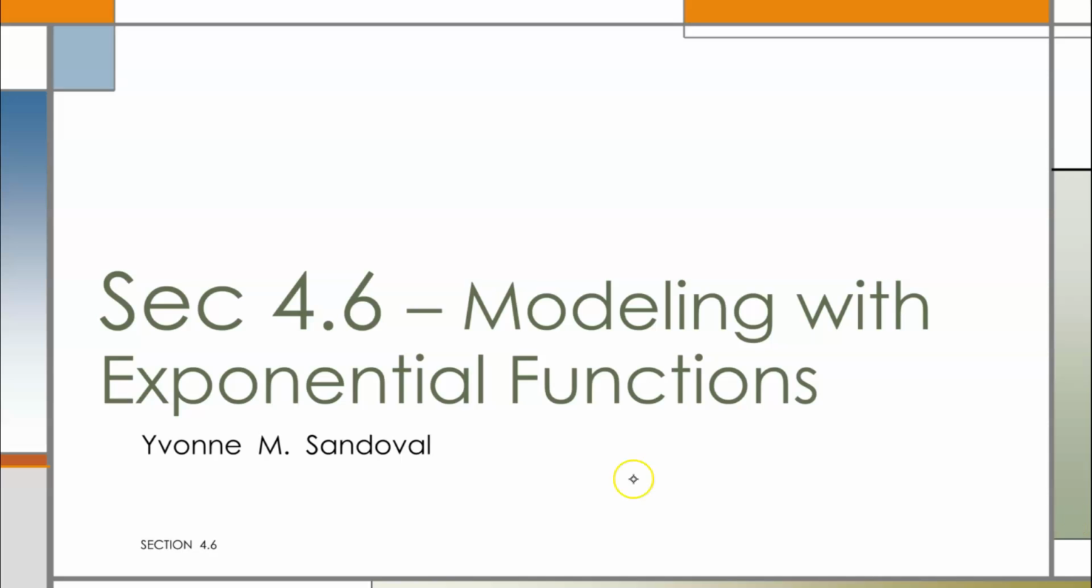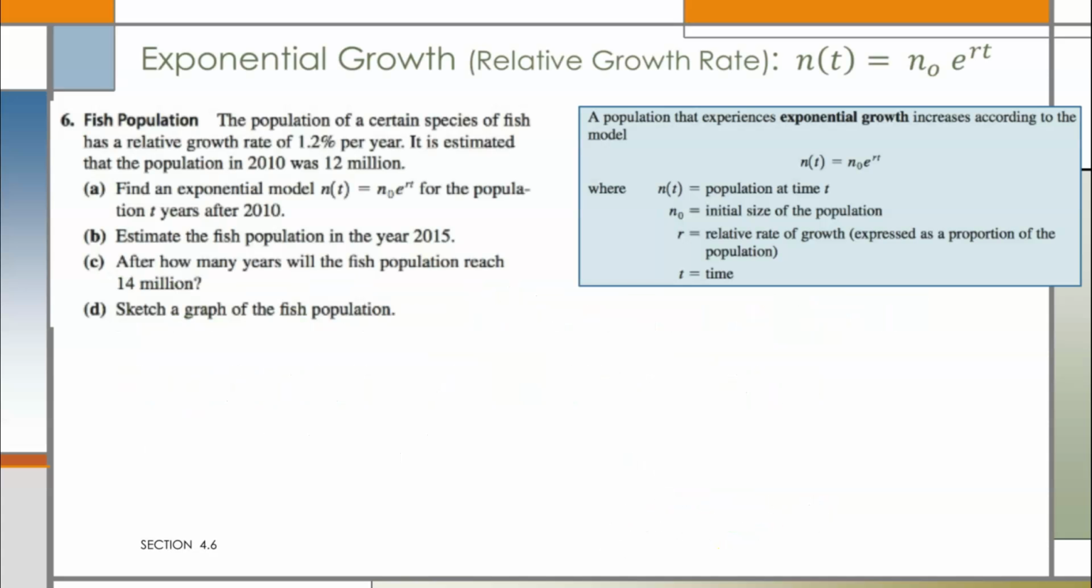Modeling with exponential functions, part 2. The population of a certain species of fish has a relative growth rate of 1.2% per year. It is estimated that the population in 2010 was 12 million. Find an exponential model, estimate the population after a number of years, and then sketch a graph.